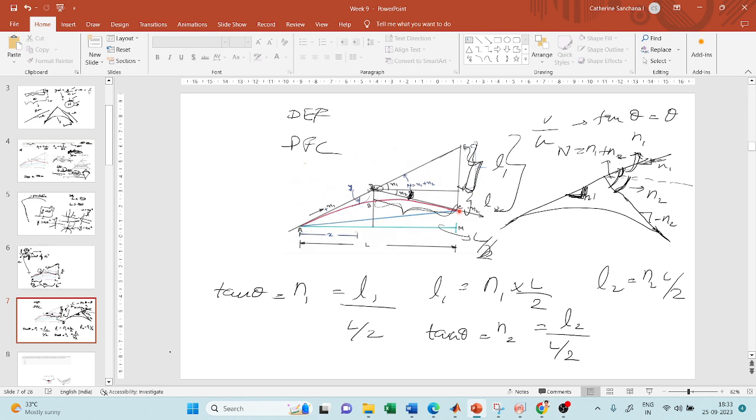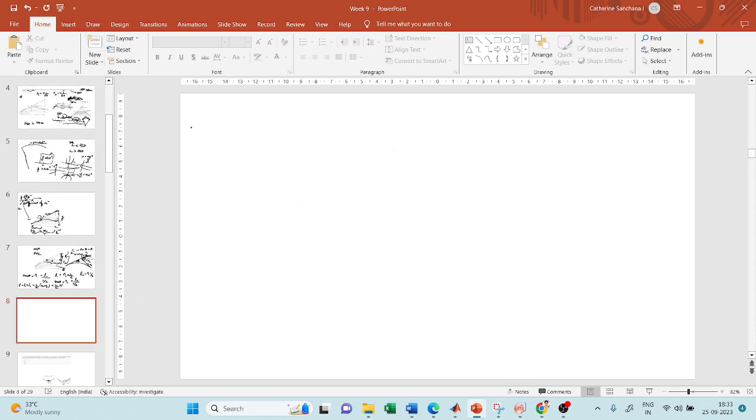This total distance is my y, which is equal to L1 plus L2, which is L by 2 into N1 plus N2. We saw that this N1 plus N2 is nothing but capital N. Now we know the value of x is equal to L, and for this x equal to L, we have y equal to L into n by 2. Now substitute this in this equation of parabola, y equals a x square. So L n by 2 is equal to a into L square.